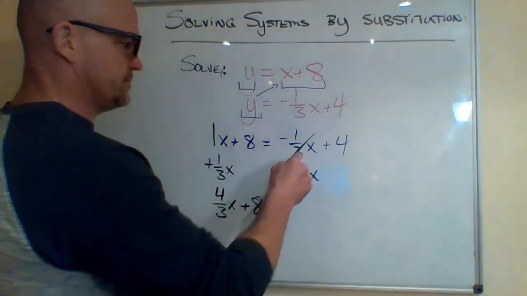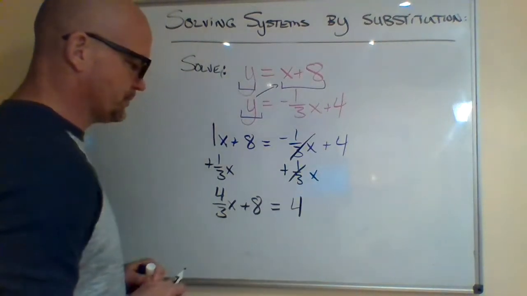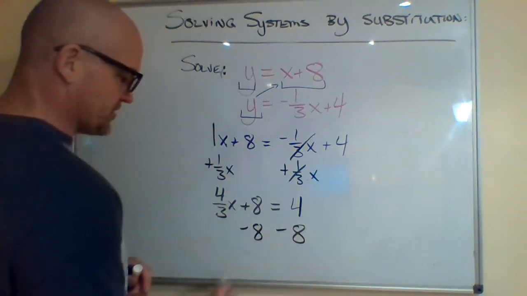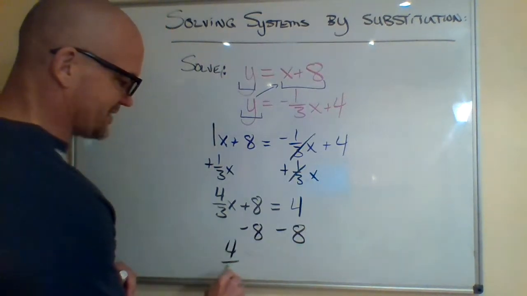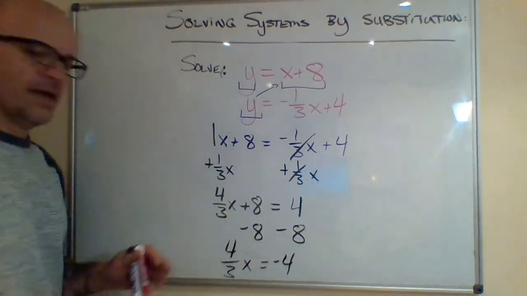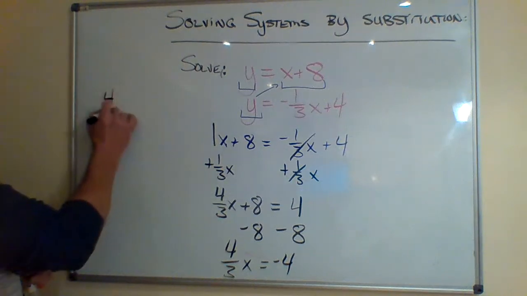On this side, those will cancel out, and we have our 4. I'm now going to subtract 8 from both sides. That's going to give me 4/3 x equals negative 4. Sorry, I'm at the bottom of my board. I'm going to move over here.